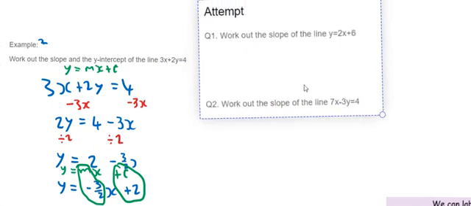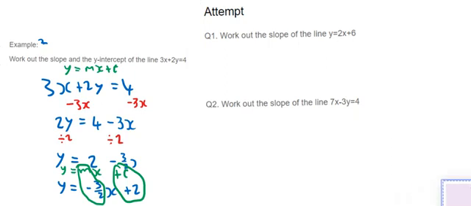So here are two questions then. The first one is work out the slope of the line y equals 2x plus 6, and the second one is work out the slope of the line 7x minus 3y equals 4. If you want to pause the video now and have a try at both of those, and then play it on when you're done, I'll go through the answer for you.